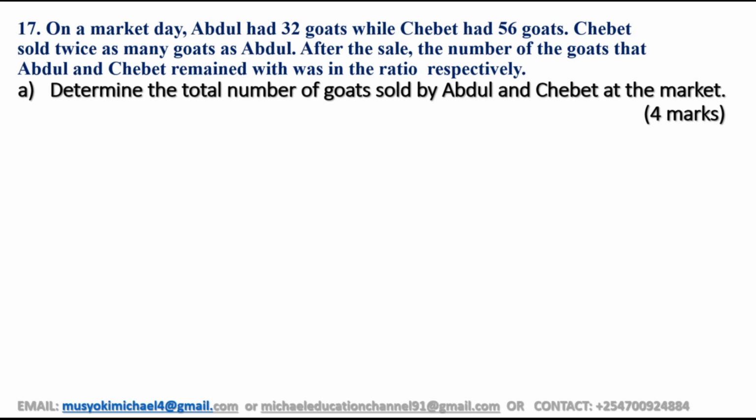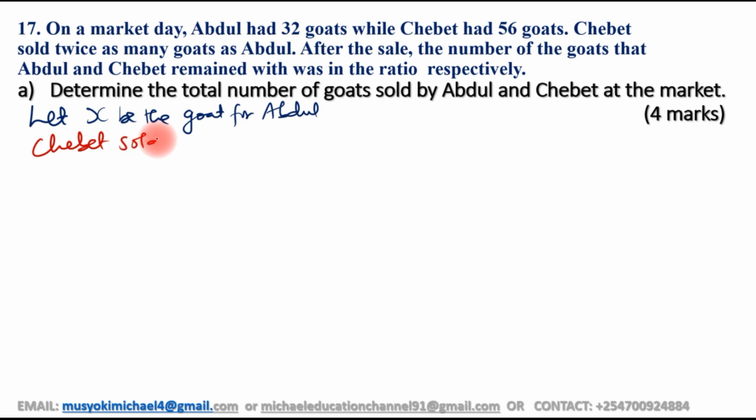So we begin with part A of the question. We are being given information that Abdul had 32 goats while Chebet had 56 goats. And Chebet sold twice as many goats as Abdul. So we can say let X be the goats for Abdul that is sold. And if that is the case, then Chebet sold twice, so that will be twice of X, which is 2X.